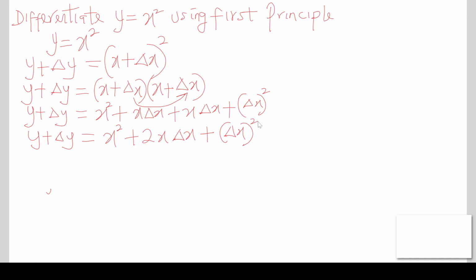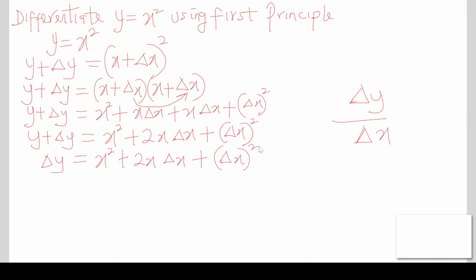Don't forget, we need delta y over delta x. But from the left hand side, we are having y plus delta y. How do I have only delta y? I need to bring y to the right hand side. So it becomes delta y equals x squared plus 2x delta x plus delta x squared, then minus y.